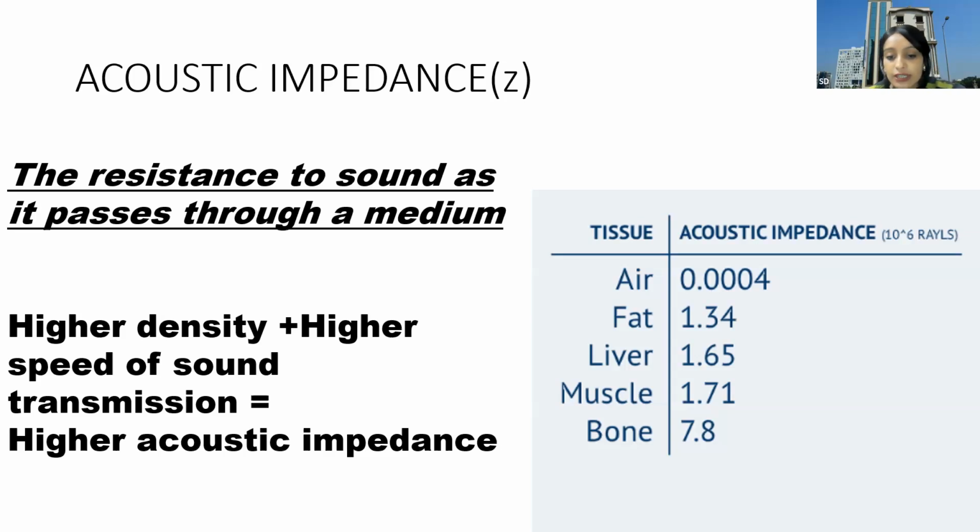In our body, bone has the highest acoustic impedance, around 7.8. Muscle has an acoustic impedance of around 1.71. So bone looks the shiniest, that is white in color, and muscles and even our blood vessels look somewhat similar in nature.